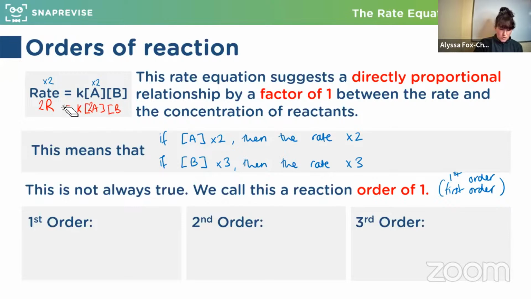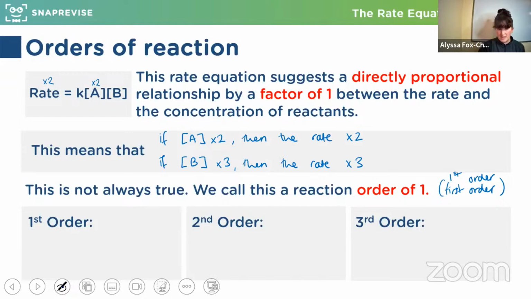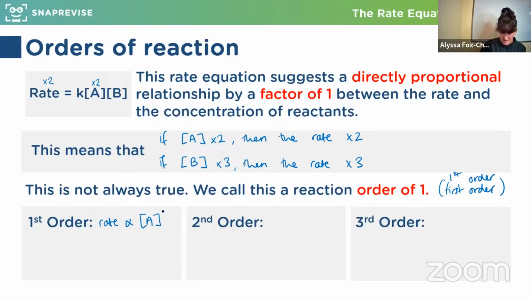So that is what's called a first order reaction. If that happens, that is first order. So let's just put that in here. So rate is directly proportional to the concentration of A. And the reason we call it first order is because it's directly proportional to the concentration of that species to the power 1, which is itself. If you know your laws of indices, anything to the power 1 is itself. Okay? No, good question. What would that be?